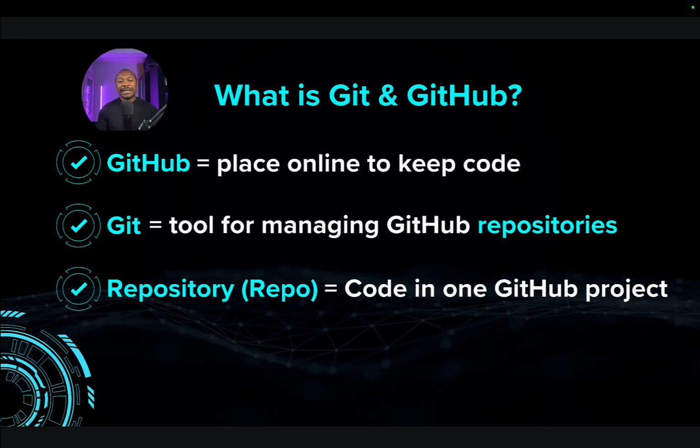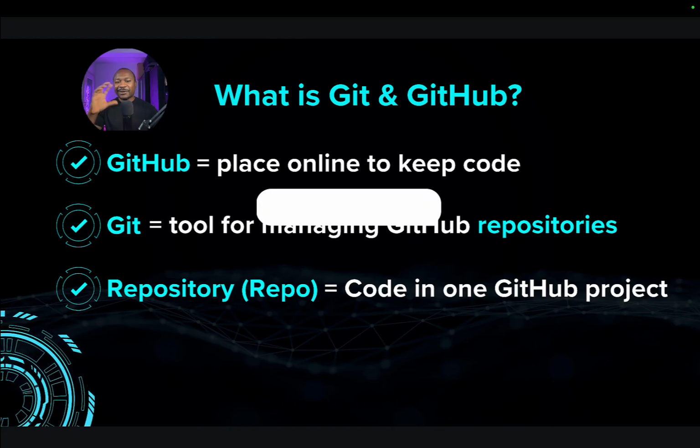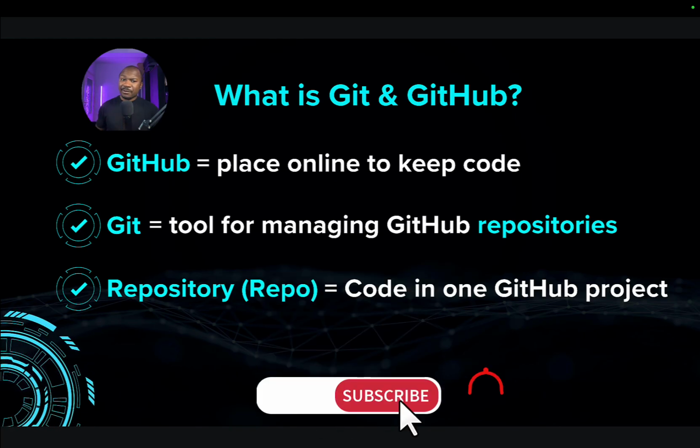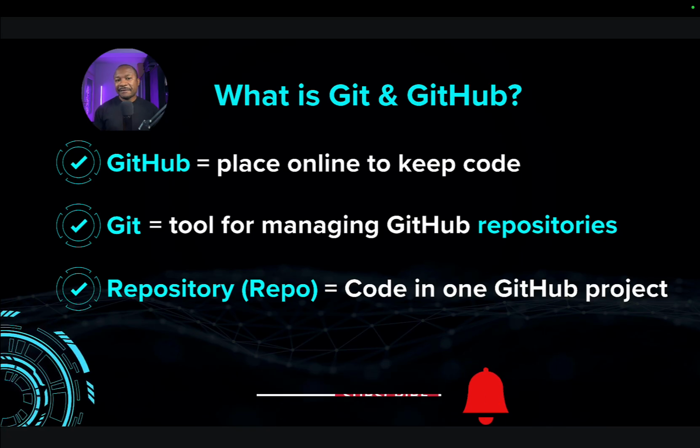Now, the last word I've used very often is a repository. And a repository, or a repo in short, is simply the code in one GitHub project. So whenever you create a new project and save it and push it to GitHub, that project is called a repo. It can be one file, and it can be made up of several files and folders.